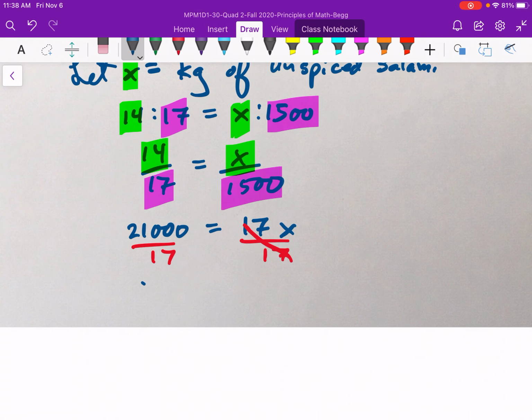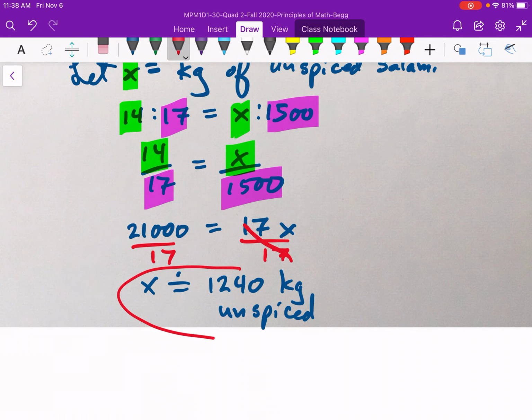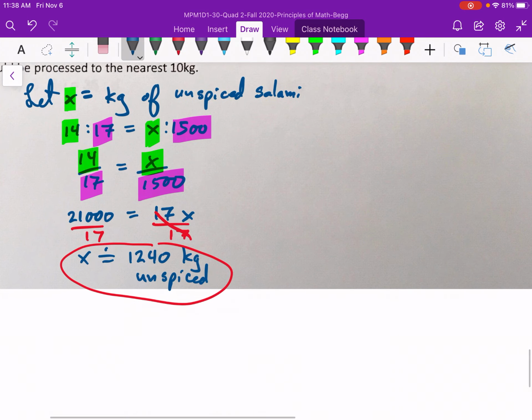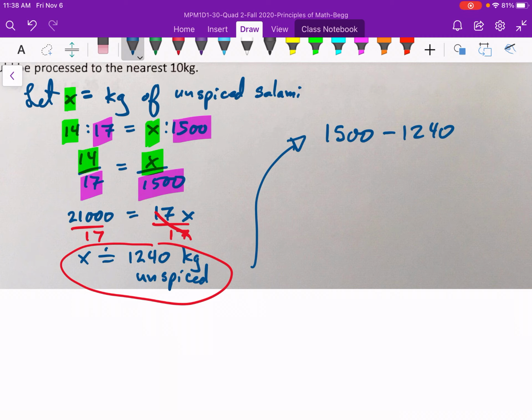And so I have X is approximately equal to, that little dot over the equal sign means approximately equal to, 1,240 kilograms of unspiced salami. And then I'm supposed to also say how much spiced there is, but again, that's easy. If there's 1,500 kilograms in total and I've got 1,240 of unspiced, then that means that there must be 260 kilograms of spiced salami.